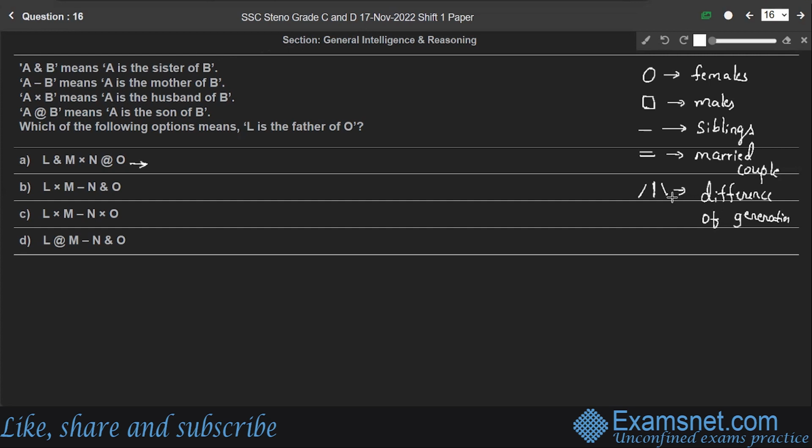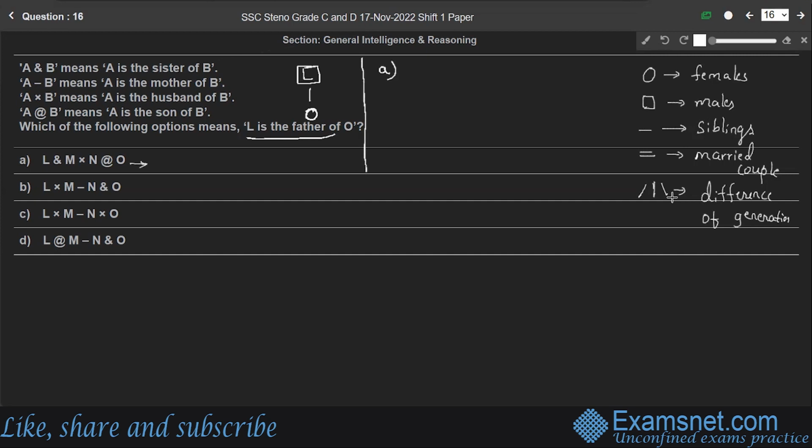Here we need to choose the option which gives the relation between L and O. L is the father of O means L is a male, right? So he is the father of O. Here the gender of O is not known. So L should be a male, and L is the father of O. Which of the given expressions gives the meaning of L is the father of O? To find that, let us go one by one.